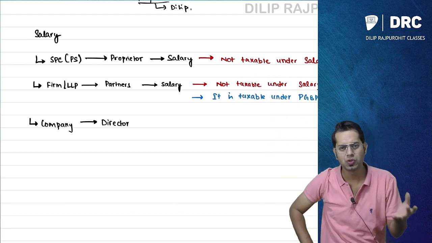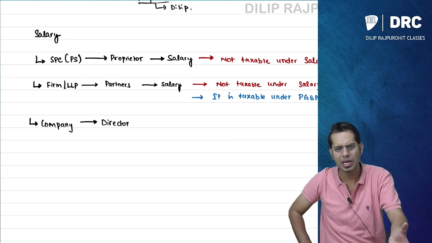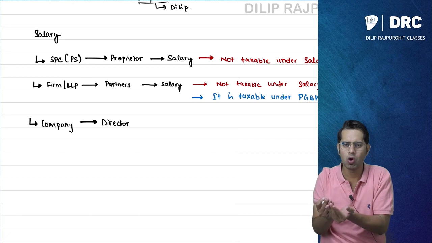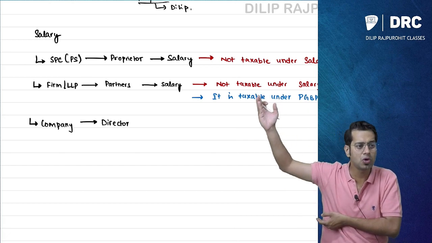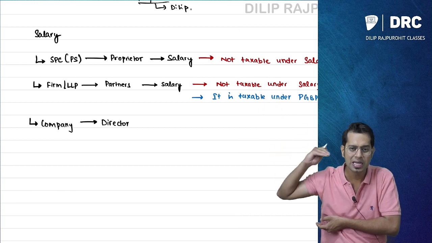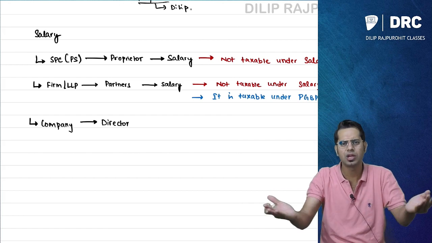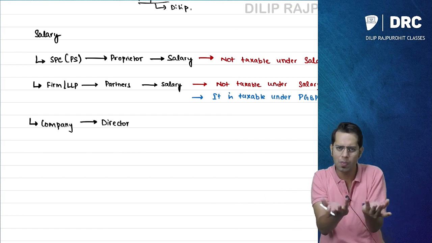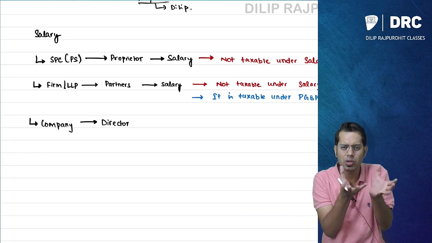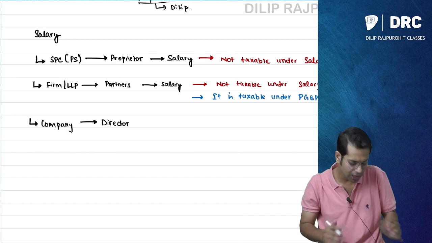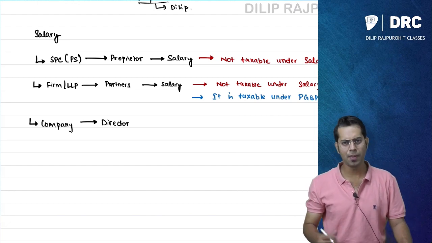For example, in a sole proprietorship concern, if Priya Saris has employees, whatever payment I am making to an employee will obviously be taxable under the head salary for them. But I am talking about Dilip, the proprietor. In the second case, I am talking about the money paid to partners, not the different employees a partnership firm has. Obviously, that amount will be taxable under salary only. Here, I am talking about the person who is managing the entire business, who is actually the owner. Similarly, in the case of a company, the director.